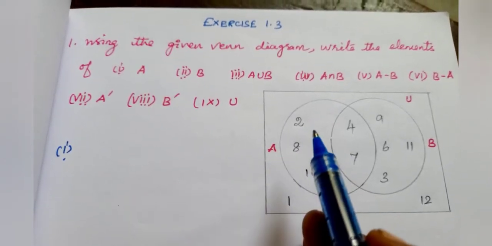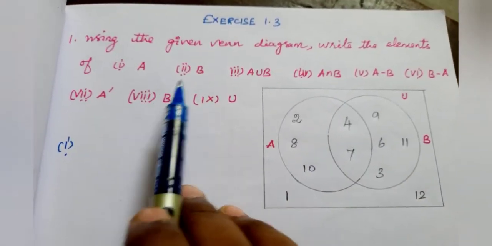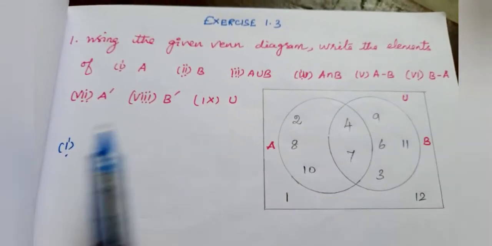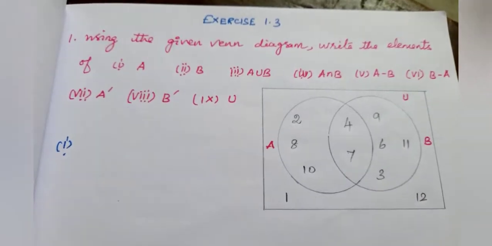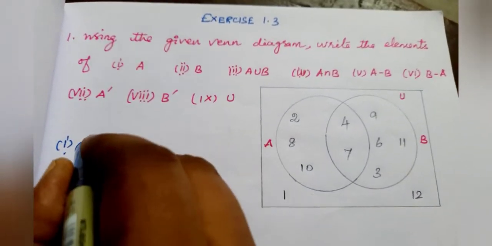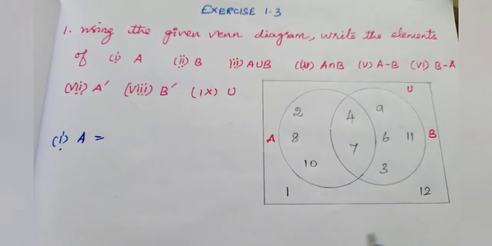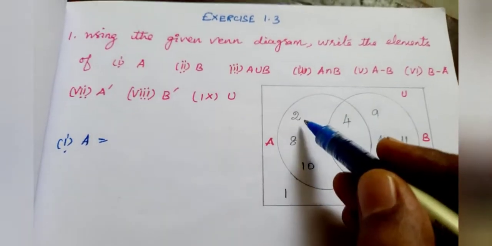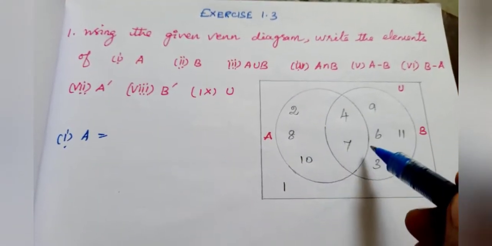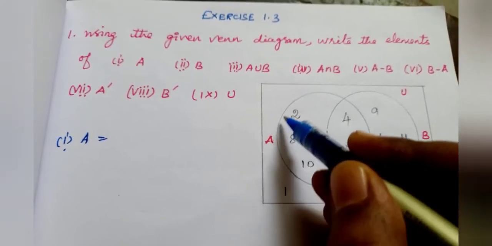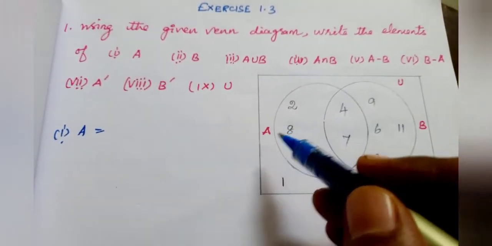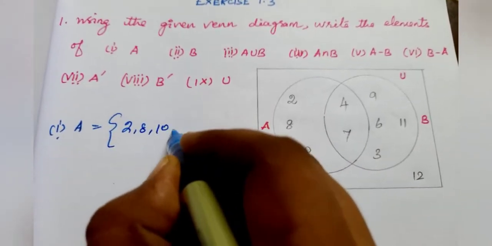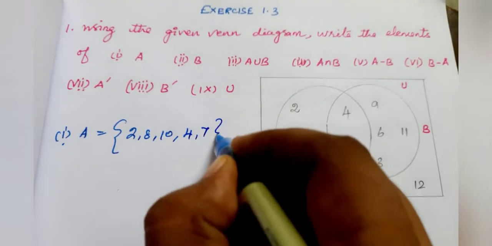Using the given Venn diagram, write the elements of A, B, A union B, A intersection B, A minus B, B minus A, A dash, B dash and the universal set. So let's write A. What do you mean by A? A means the elements of set A. In the circle, 2, 8, 10, 4, 7, this whole circle belongs to A. Therefore the set A is 2, 8, 10, 4, 7.